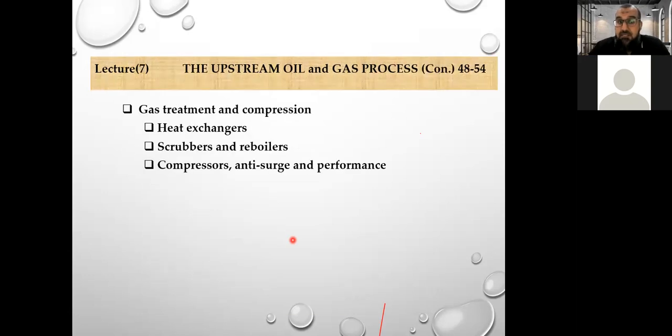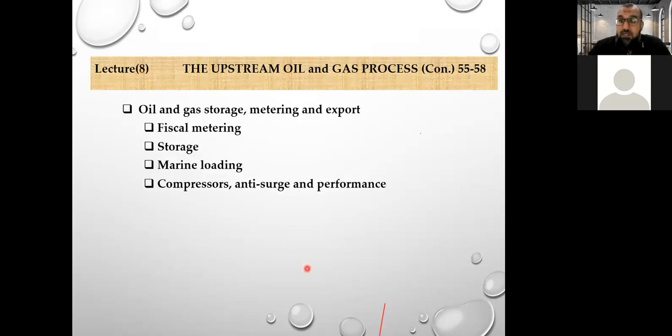And lecture number 7, we'll speak about the gas treatment and compression. So there is a gas treatment, as I told, this is midstream. After upstream, there is gas treatment. We'll speak about it, and we'll speak about some equipment in the gas treatment. What is the heat exchanger? What are the scrubbers? What are the expanders? What are the compressors? All right.